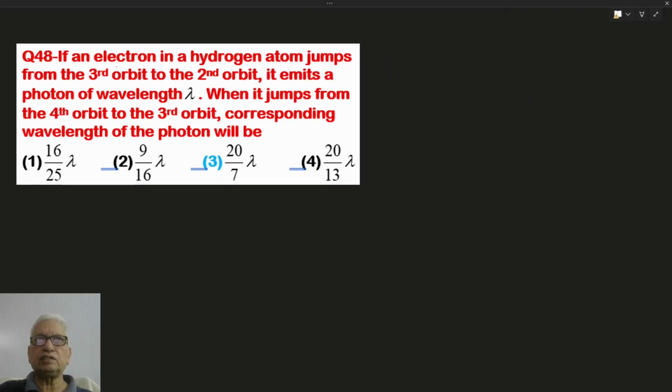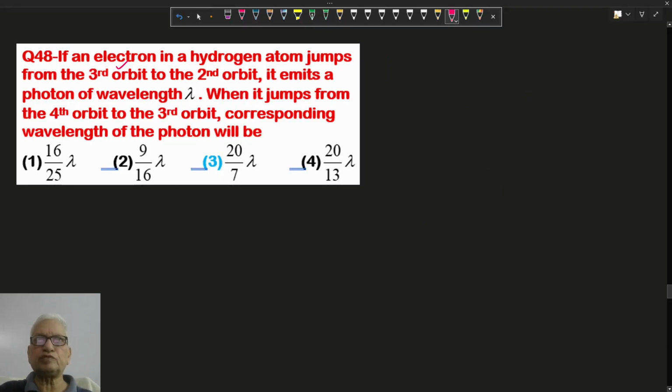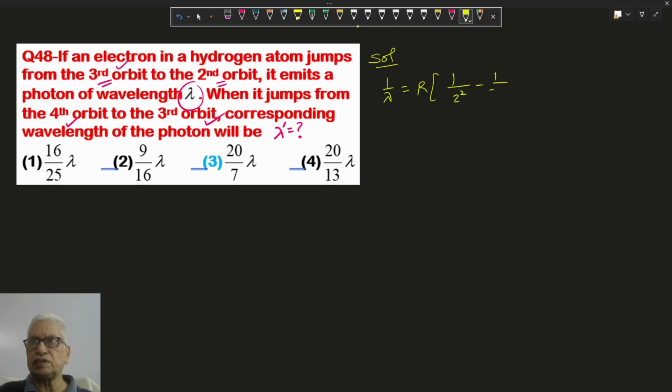In this question, if an electron in a hydrogen atom jumps from the third orbit to the second orbit, it emits wavelength lambda. When it jumps from fourth to third, we have to find the wavelength of the emitted light, lambda dash. As per the question, 1 by lambda is equal to R, the Rydberg constant, times 1 upon 2 square minus 1 by 3 square. We solve it: 1 by 4 minus 1 by 9, taking LCM 9 minus 4, that is 5.